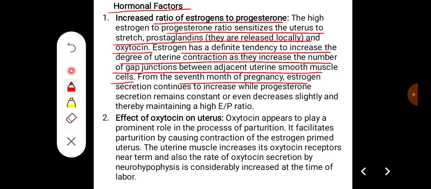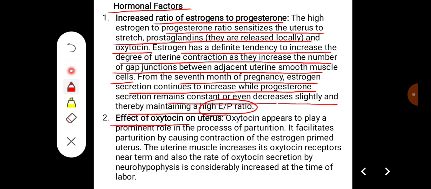From the 7th month of pregnancy, estrogen secretion continues to increase while progesterone secretion remains constant or even decreases slightly, and thereby maintaining a high estrogen progesterone ratio.